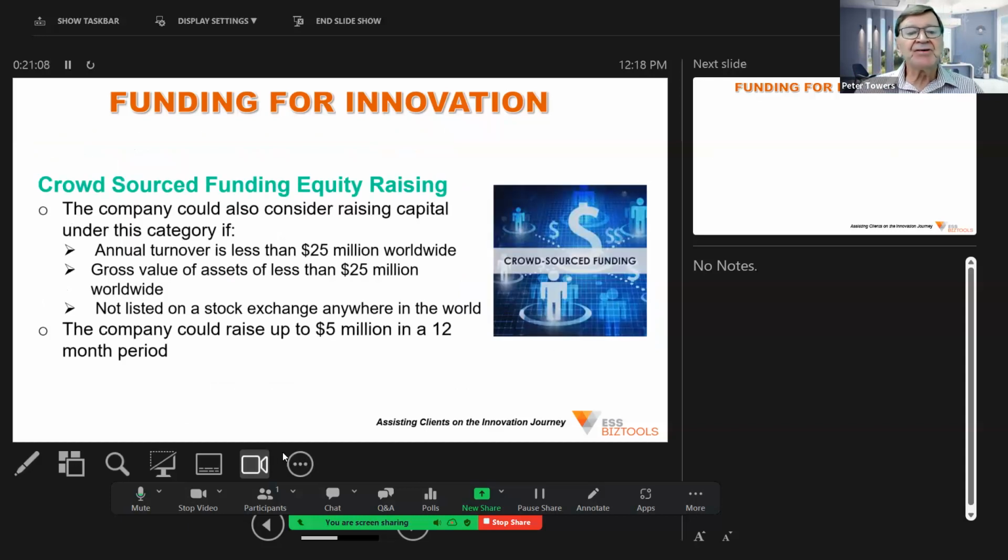The next one I wanted to talk to you about is crowdsourced funding equity raising. Now, crowdsourced funding equity raising has been operational in Australia now for about 6 years. From reports I read a few weeks ago, over $230 million has been raised by these companies. There was an article written by one of the crowdsourced funding intermediaries last year, which indicated that the intermediaries were only approving around 3% of the applicants, and about 2% of the applicants were actually raising capital.